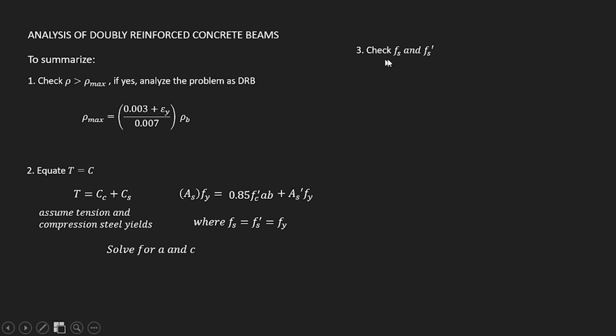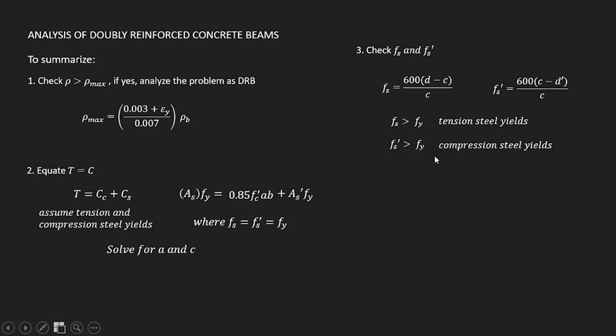Number 3, we will check naman the Fs and Fs prime using formulas na for Fs, 600 times D minus C all over C. And for Fs prime naman, itong formula. And for Fs nga, if it's greater than Fy, the tension still yields. And yung for Fs prime naman, if it's greater than Fy naman, yung compression still natin yields. So, ibig sabihin, yung value natin na nakuha for A and C, that is correct.